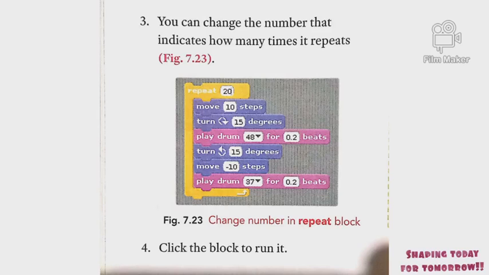You can change the number that indicates how many times it repeats. See figure 7.23 for this. So students, as you can see in yellow color, there is a white box. In this text box, you can type the desired number of steps that you want your cat sprite to move. Okay, to repeat the steps.